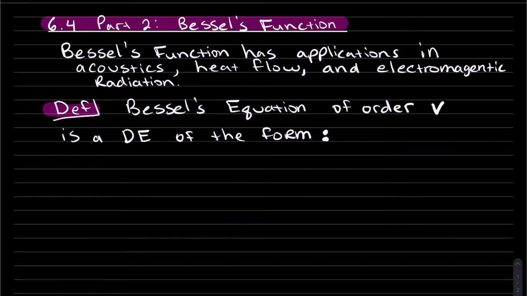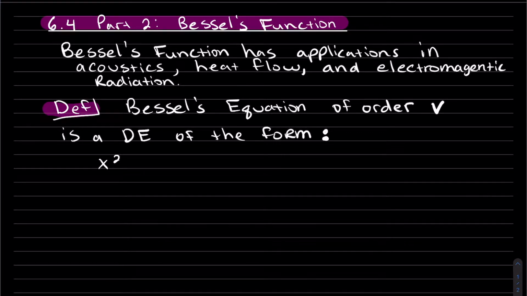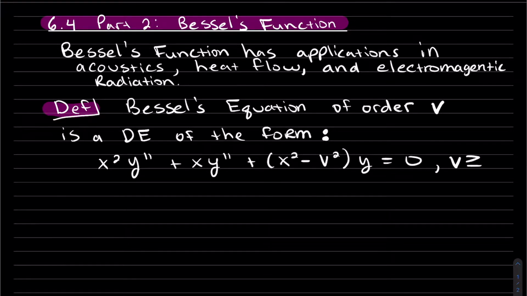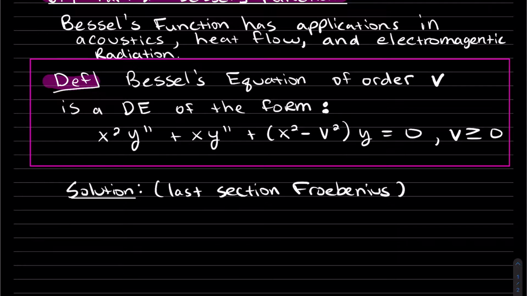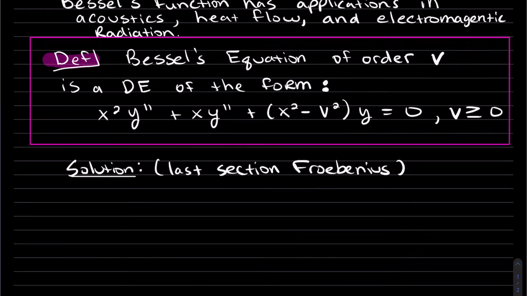So Bessel's equation of order v has a differential equation of the following form. And this is for v greater than or equal to 0. So the solution to this uses Frobenius from the last section that we did. And pretty much you have to clear your leading coefficient.